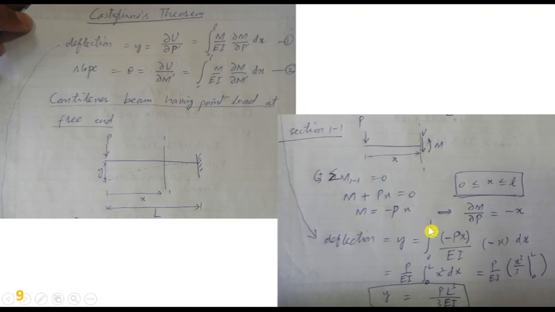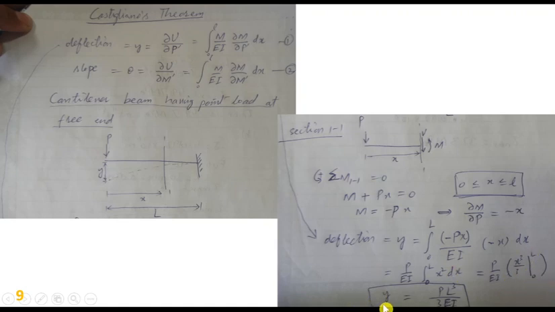So M is equal to minus Px, taking the partial derivative with respect to P, ∂M over ∂P will be minus x. So deflection, put the value here, y will be integral 0 to L, instead of M, minus Px is written over EI, ∂M over ∂P, instead of this, minus x is written, into dx. So minus times minus x, and these things are constants taken out of the integral. P over EI is integral from 0 to L of x square dx. When you take the integral, P over EI times x cube over 3, just the integral 0 to L.